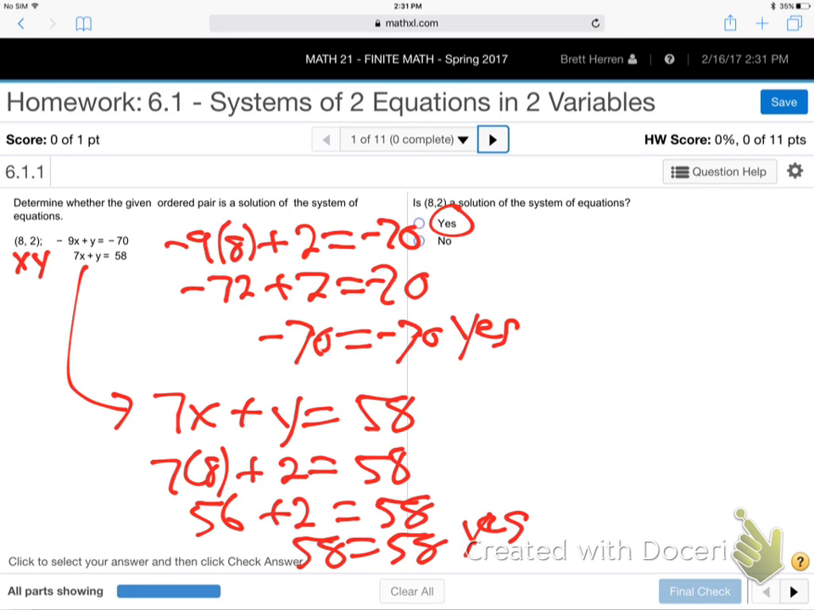That means that point, those two numbers, which together make an x, y point, make both equations true. There is a solution. That 8, 2 is a solution to both equations. Thus, it's a solution to the whole system of both equations. If either one of those had been a no, we would say no. So to solve the system, you've got to solve them both.